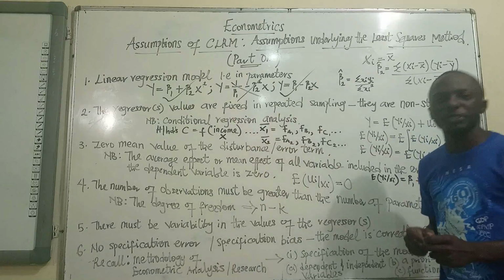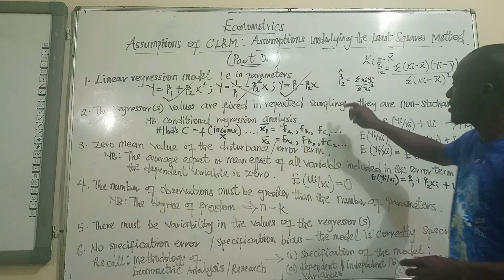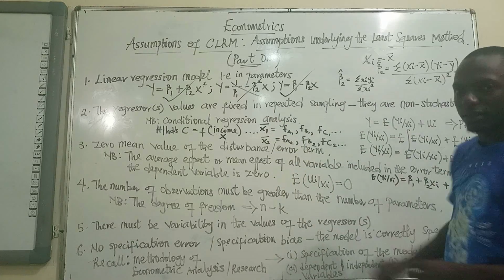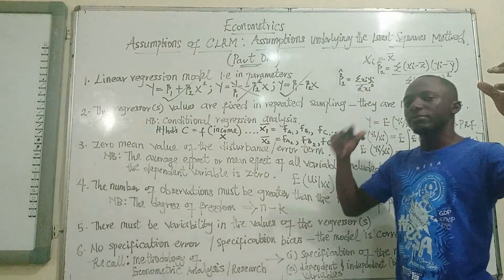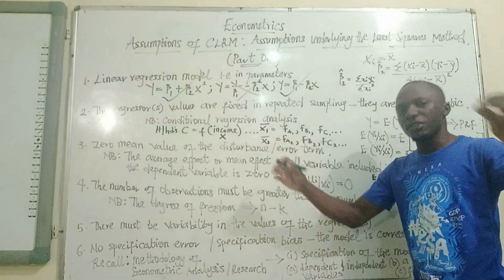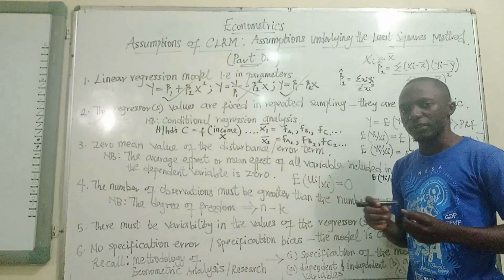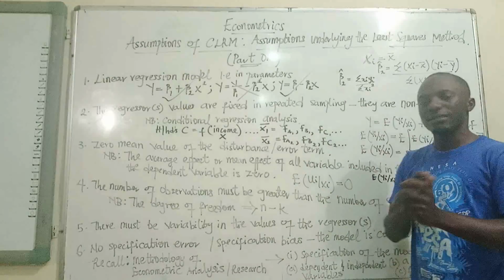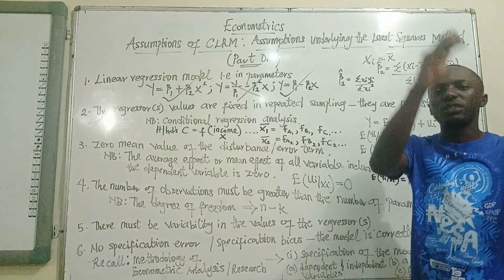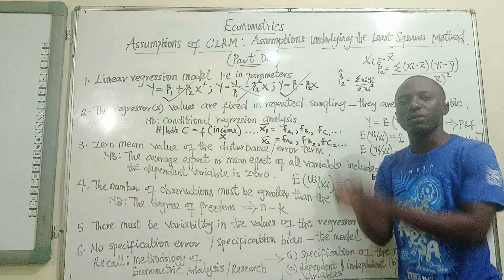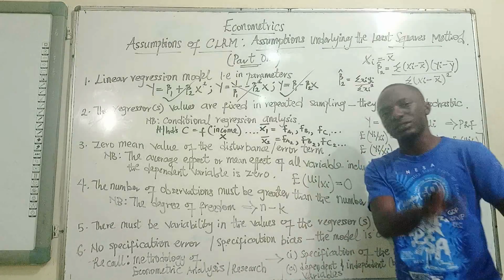So we'll move to the second assumption here, that the regressor's values are fixed in repeated sampling. That is, they are non-stochastic. You will recall that when we were differentiating correlation theory and regression analysis, we said something about the treatment of variables in both theories. Correlation assumes that both variables are symmetrical in nature. That is, the correlation between A and B is the same thing as the correlation between B and A. So there is no difference between dependent or independent or anything in correlation theory.